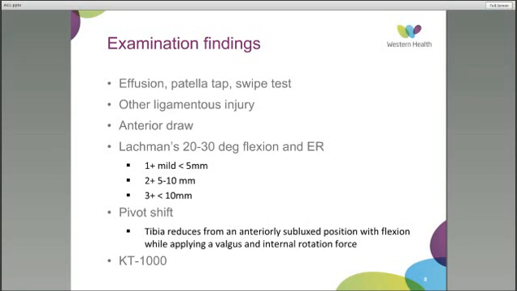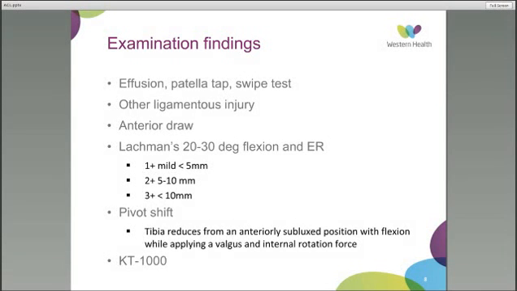The Lachman's is the most sensitive test for an ACL rupture and is performed in 20 to 30 degrees of knee flexion with the tibia slightly externally rotated. A positive test is defined as having a soft, mushy endpoint, and it can be graded as 1, 2 or 3, with 2 and 3 being definite ACL rupture with a mushy endpoint.